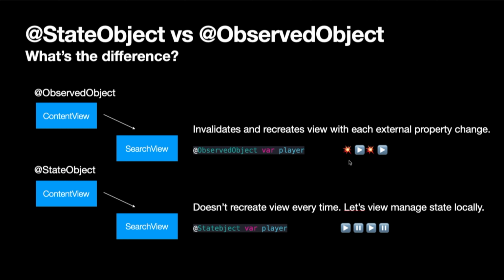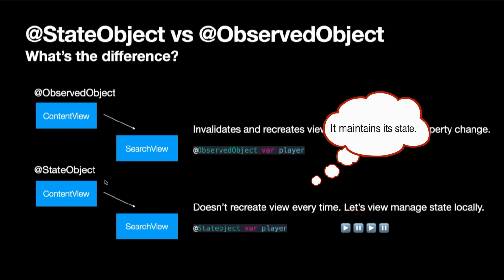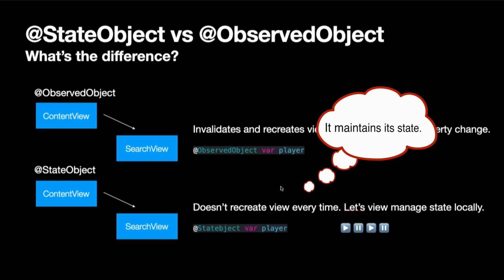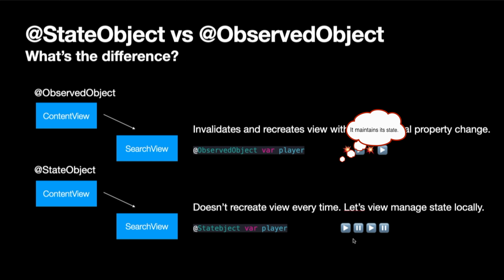Sometimes that's what you want, and that's perfectly okay. But the difference between observed object and state is that when you use state, that subview will now track the state of the object separately from what you saw there. It doesn't recreate it or invalidate it every time. So that's why we can go play, pause, it'll remember its state, but it won't blow itself up or re-invalidate itself, because the view down here is maintaining the state for itself. So that's the big difference.